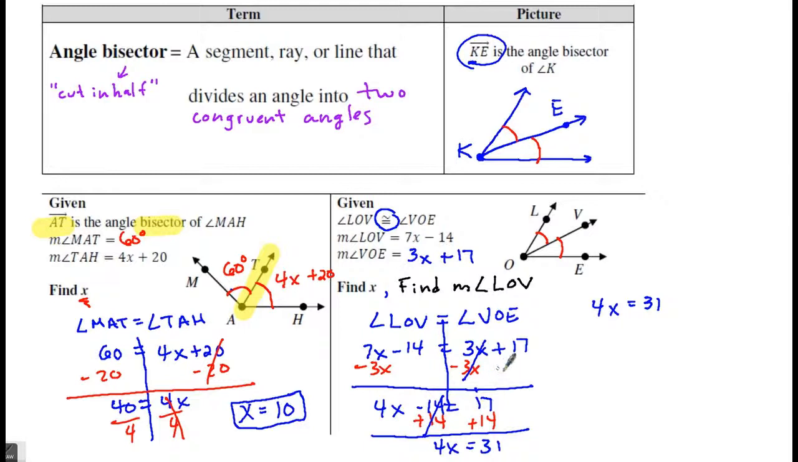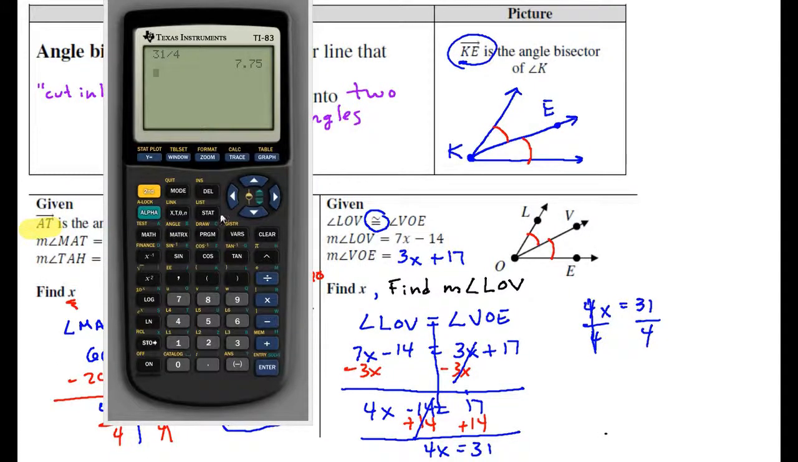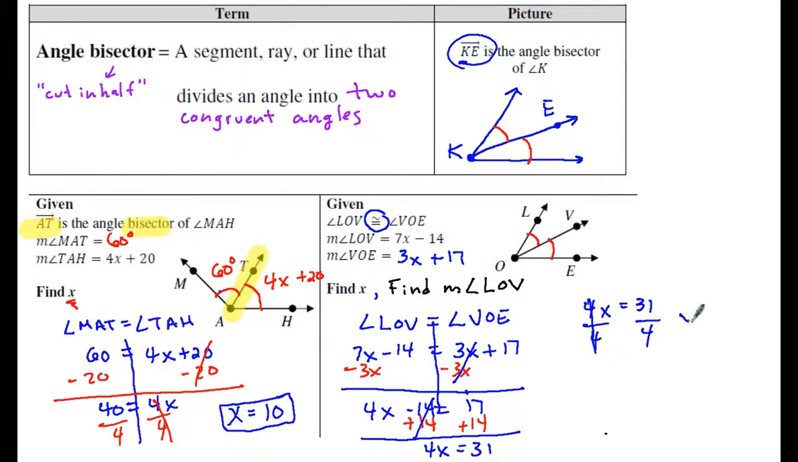Okay, so these are going to cancel, so x is equal to 31 divided by 4, and so I'm going to need a calculator here. Okay, so let me go ahead and pause this video and bring out a calculator for us. Okay, so I went ahead and put the calculator out. 31 divided by 4 is going to give us 7.75, so we're just going to write x equals 7.75.